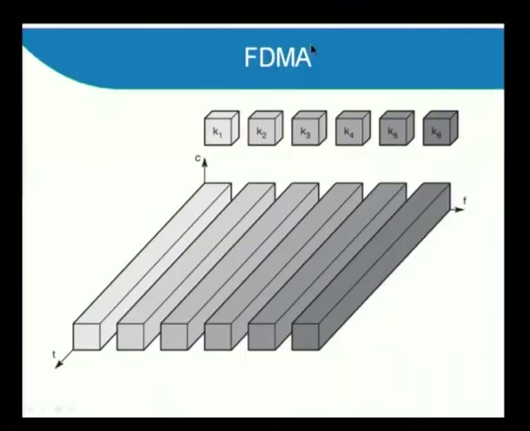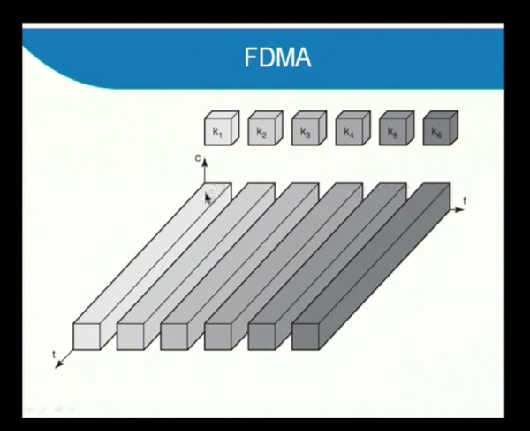But GSM allocates the frequency band to the users based on demand. In the GSM network, frequency division multiple access is combined with time division multiple access and used together. This is the diagram that explains frequency division multiple access. Now, K1, K2 up to K6 are the channels, and this is the timeline and this is the frequency line.